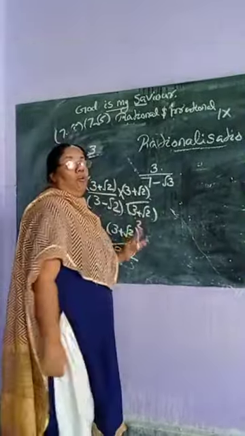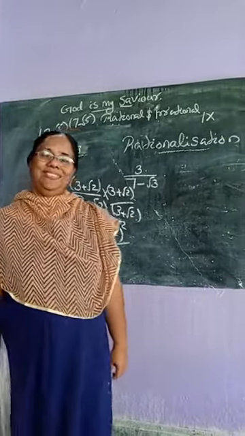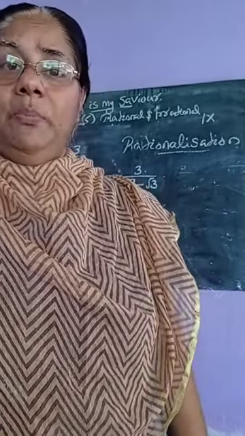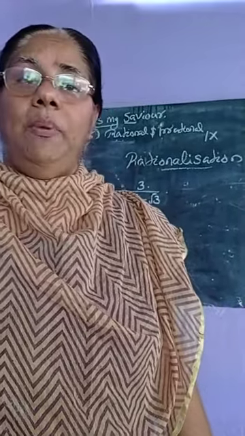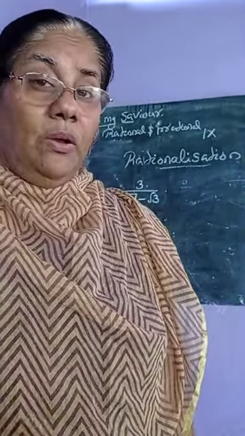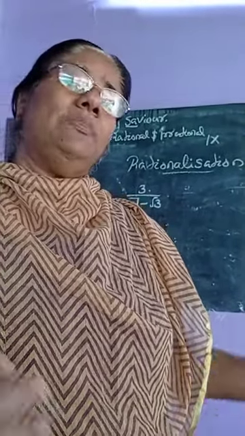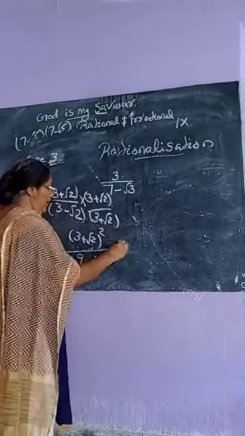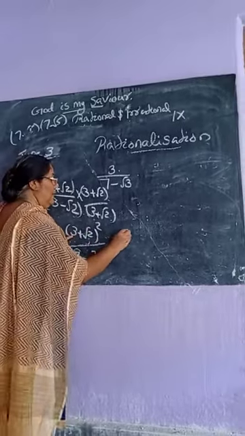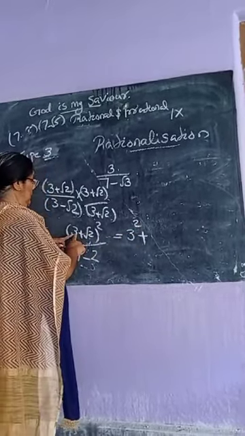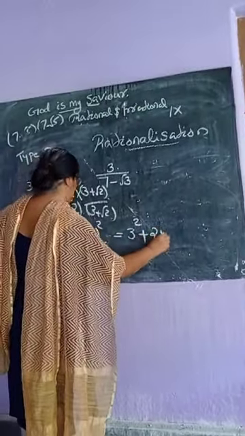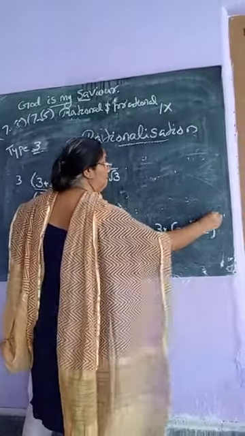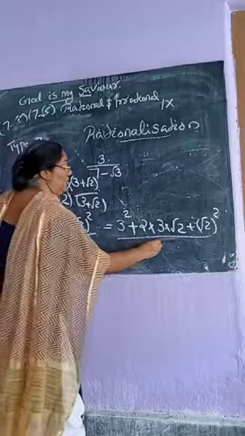Now, 3 plus root 2 the whole square means, how can you do it? A plus b the whole square, no other way. A plus b the whole square means a square plus 2ab plus b square. I will repeat. A plus b the whole square is a square plus 2ab plus b square, or you can write a square plus b square plus 2ab. Anyway. First term square means 3 square plus 2 into first term into second term plus second term square, by 9 minus 2 is 7.